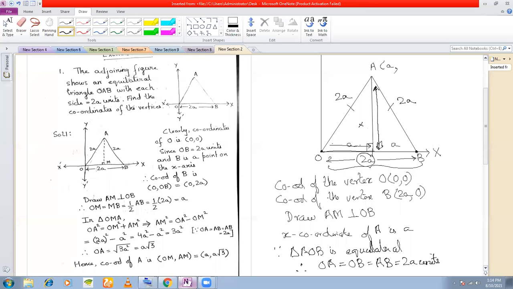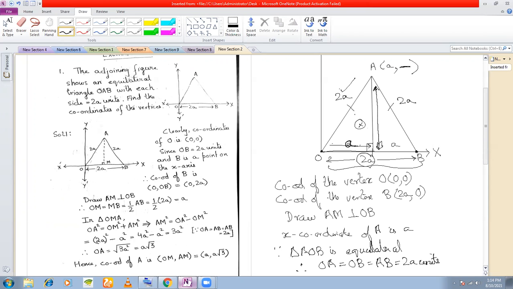Now look at this right angle triangle. This is the hypotenuse, 2a. This is the base. Can you find out the perpendicular? Yes, you can find it out. Whatever perpendicular you find out with the help of Pythagoras theorem, that will be the y coordinate.